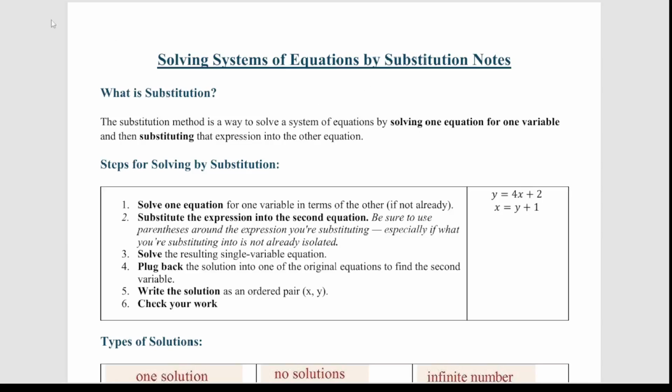Today we're going to be talking about solving systems of linear equations using substitution. And why would you want to use substitution instead of just graphing? Well, practically speaking, there's a lot of situations where just solving by graphing is going to be a pain.